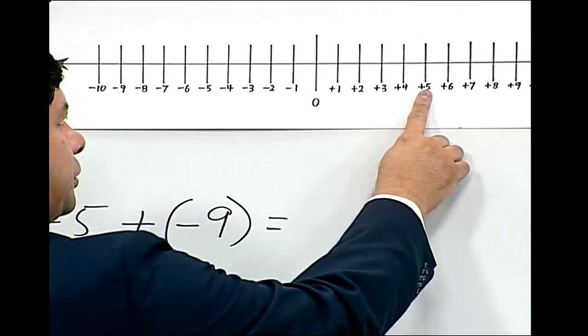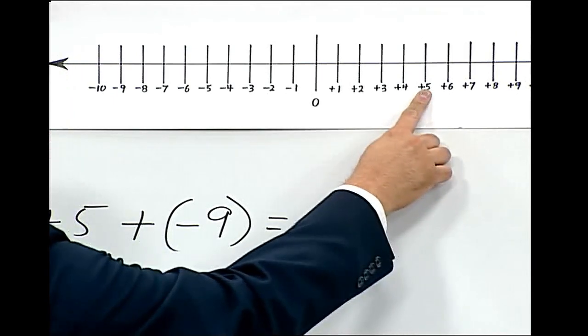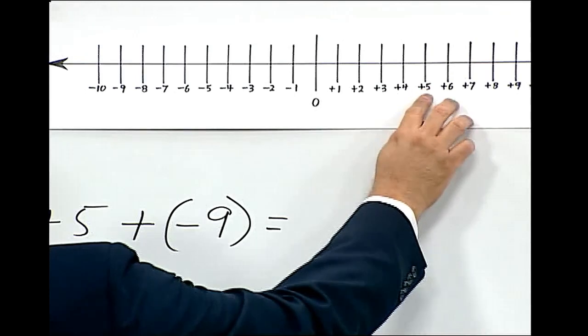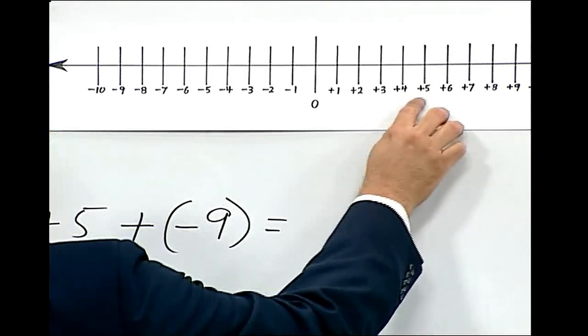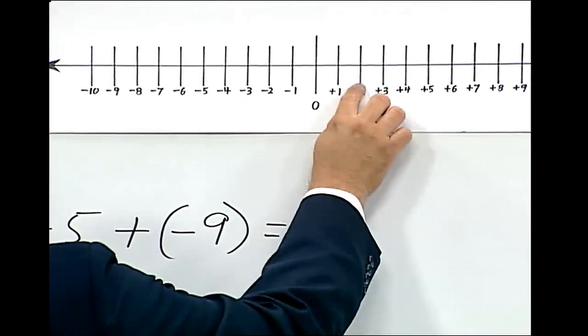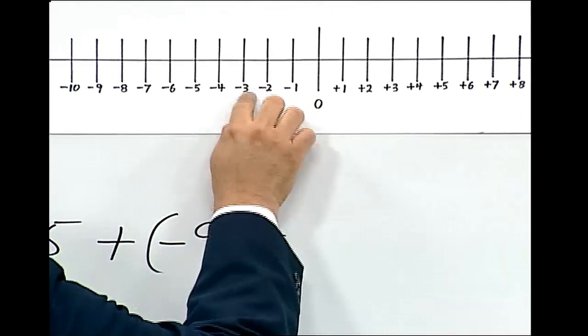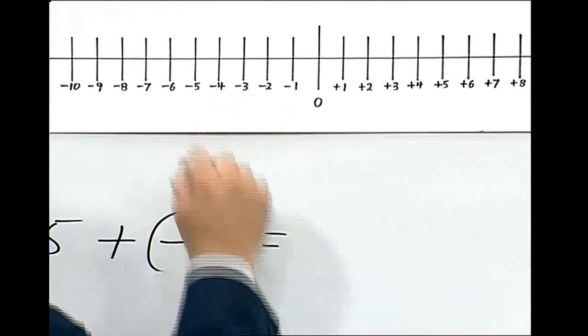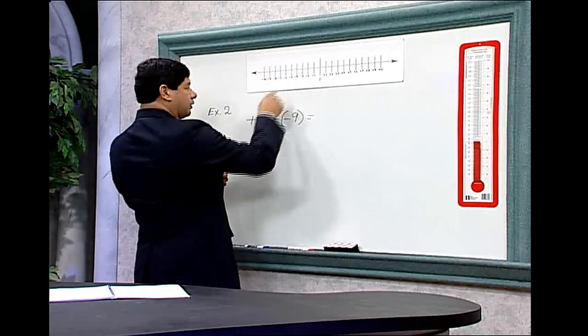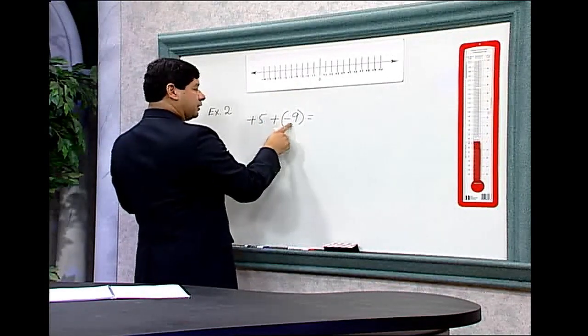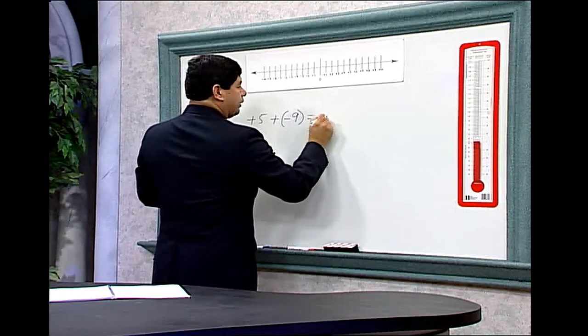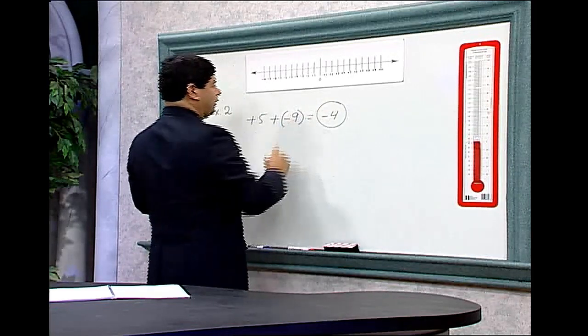Negative 9 is directional, so we're moving 9 units to the left, and let us count. From positive 5: 1, 2, 3, 4, 5, 6, 7, 8, 9. And we end up at negative 4. So using our model, positive 5 plus a negative 9 equals a negative 4. We know that for sure.